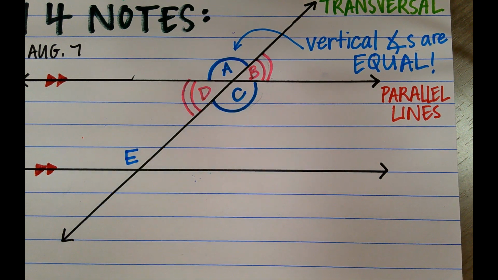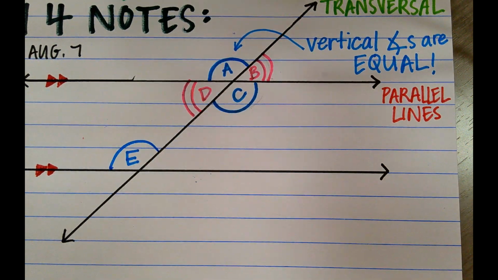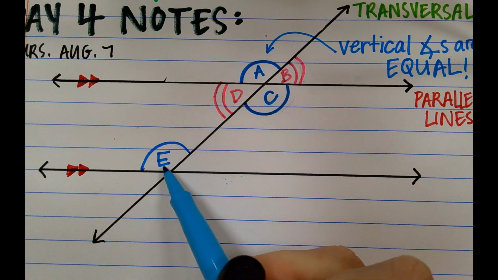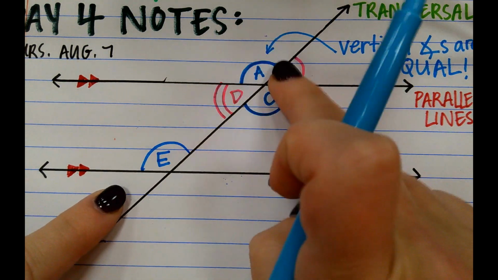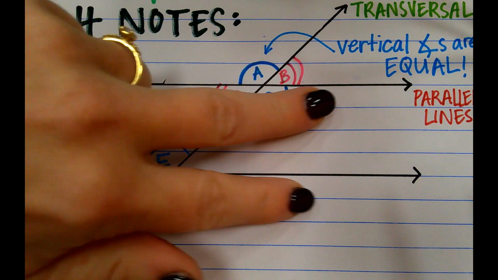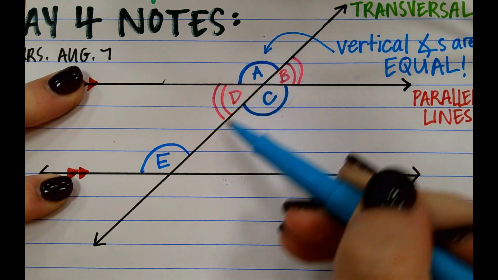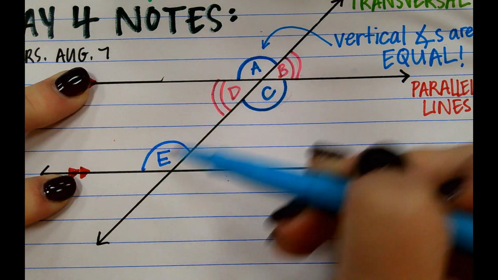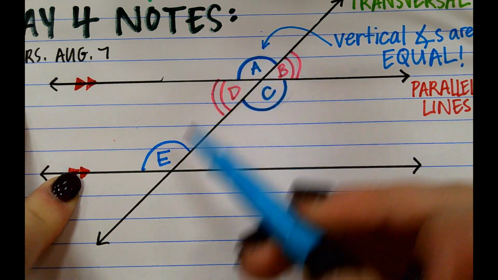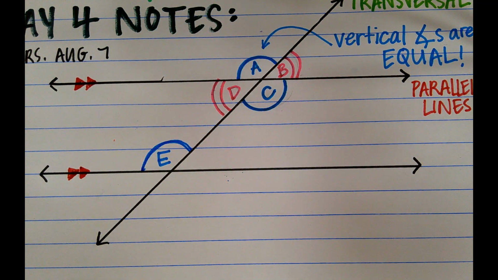How many arcs do you think E will get? 1. 1 arc. Angle E is being created the same way as A. Notice these lines are parallel, which means they're going at the same angle. This transversal is the same line crossing through both parallel lines. So they are creating the same angle. Angle A and angle E are also equal. So we'll call that E.